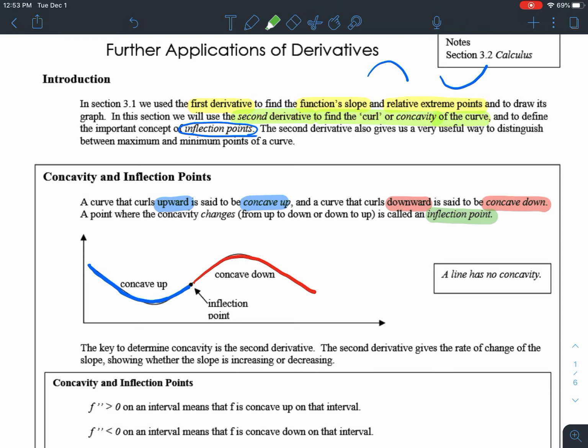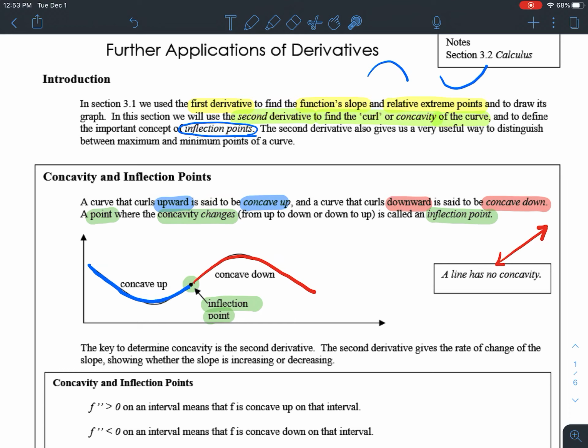Now, in terms of an inflection point, an inflection point is that specific point where the concavity is changing from either being concave up to being concave down or vice versa. So you can see when I color-coded this here, this point right here is considered to be the inflection point because we're shifting from being concave up to the graph now being concave down. In terms of a line that is just linear, a straight line like this, a line like this has absolutely no concavity to it at all.